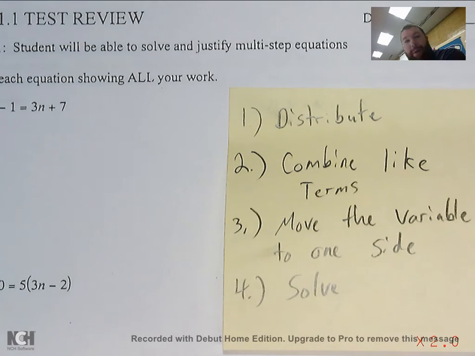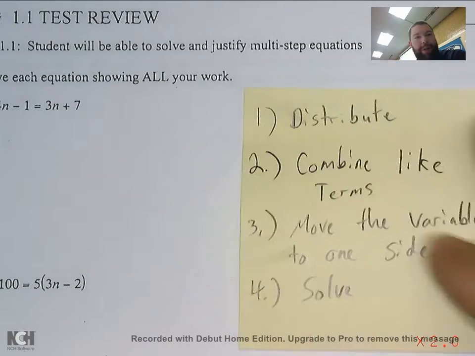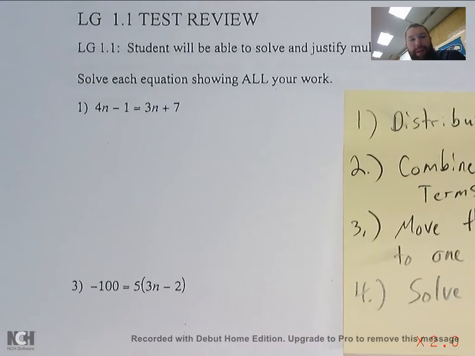Then you're going to move the variable to one side. If you have it on both sides, we want to get our variable all by itself on one side. That's the whole point of solving equations, right? And the last step is to solve. If you get to that point, you should be left with something a little bit basic, like a 2-step or 1-step equation, which should be a pretty easy solve at that point. So let's go through problems 1 through 4 in this video of the review.